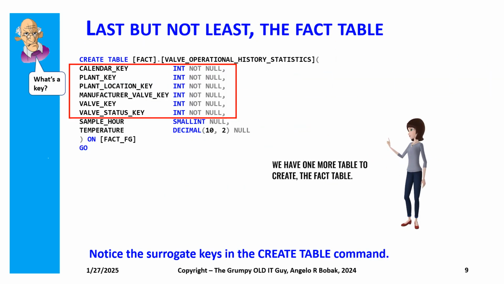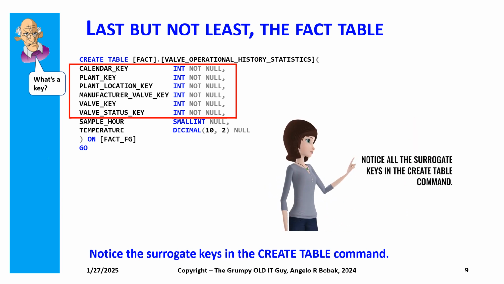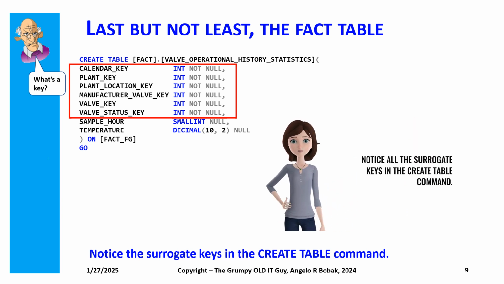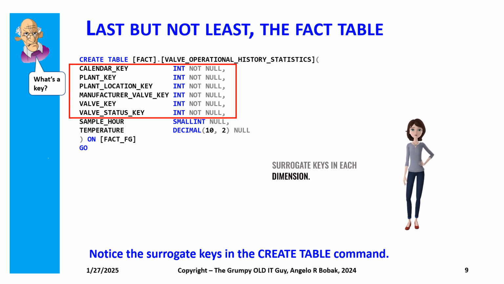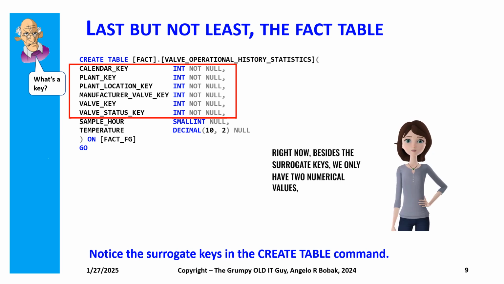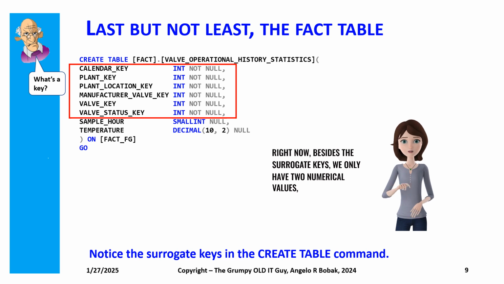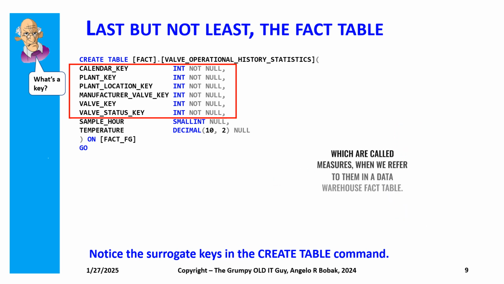We have one more table to create, the fact table. Notice all the surrogate keys in the create table command. These correspond to the surrogate keys in each dimension. Right now, besides the surrogate keys, we only have 2 numerical values, which are called measures when we refer to them in a data warehouse fact table.